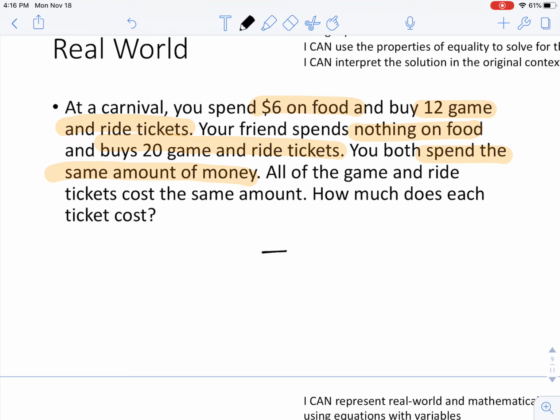So what I'm going to do is put my total on one side and my friend's on the other, and I'm going to solve. So I spent $6 on food and 12 game and ride tickets. I'm writing that as 12x because we don't know the price of each game and ride ticket. My friend spent nothing on food but bought 20 game and ride tickets. So I'm going to write that as 20x. Then we're going to solve for x to find out how much each ticket costs.